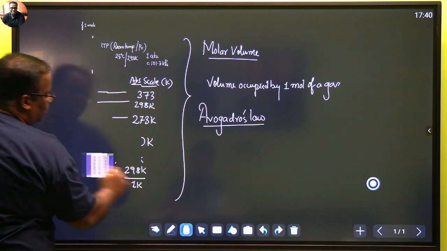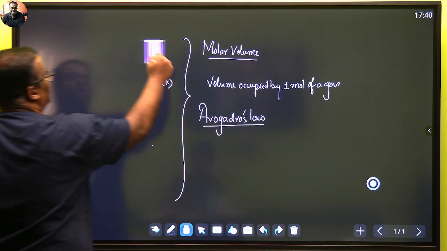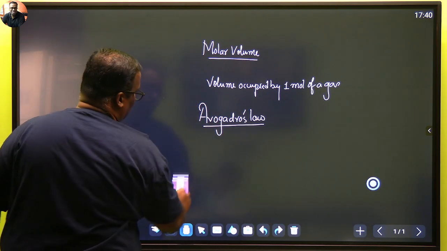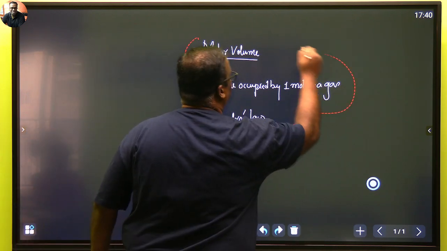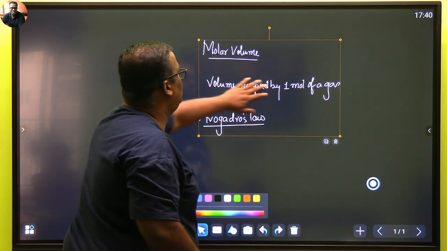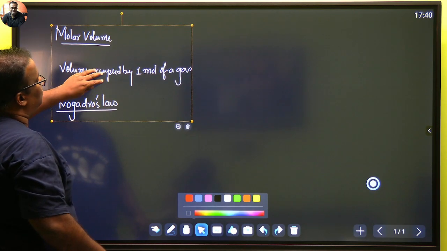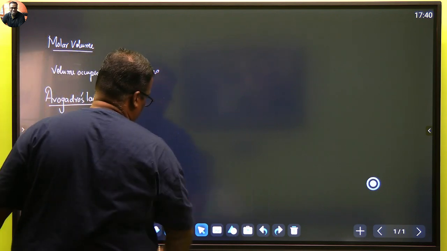What does Avogadro's law tell us? Why is Avogadro's law important? Avogadro's law is important. Otherwise, we cannot talk about something called molar volume. We will not be able to speak about molar volume. And molar volume is very important when we are seeing equations with gases. Molar volume is of utmost importance when we are seeing gases. Now, what does Avogadro's law tell us?